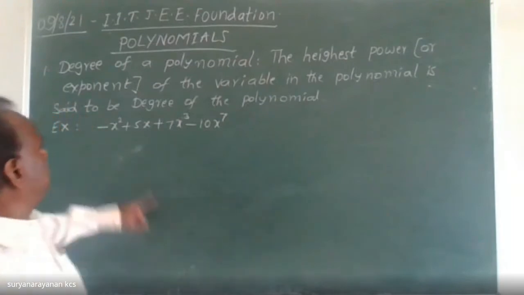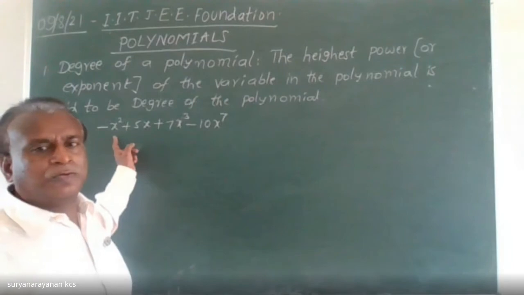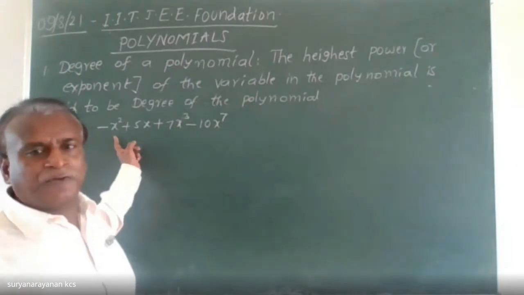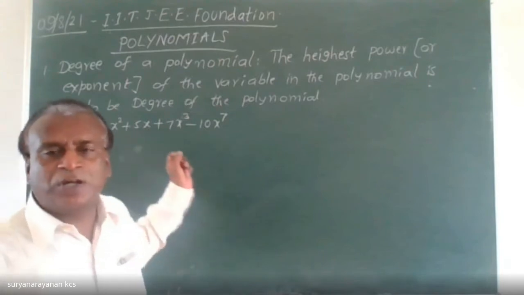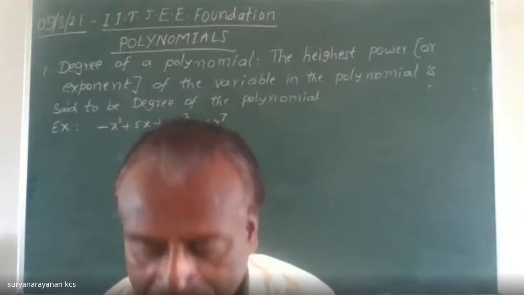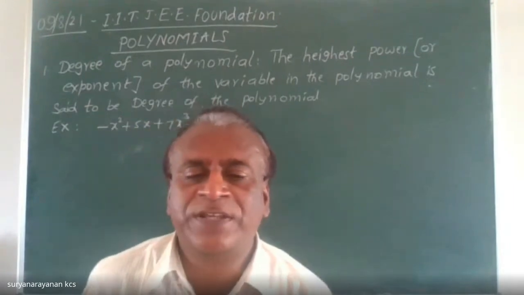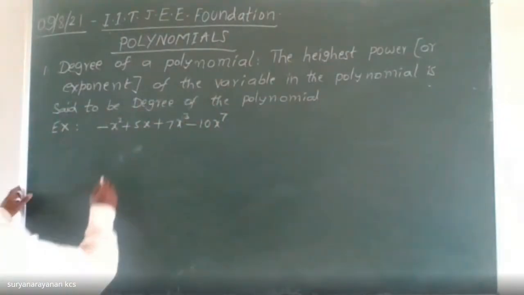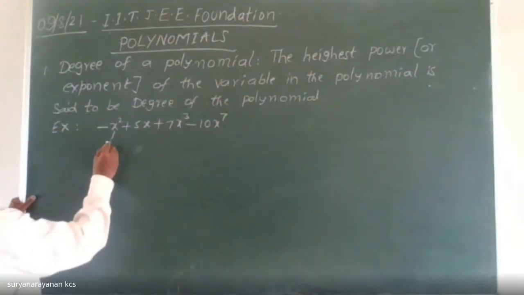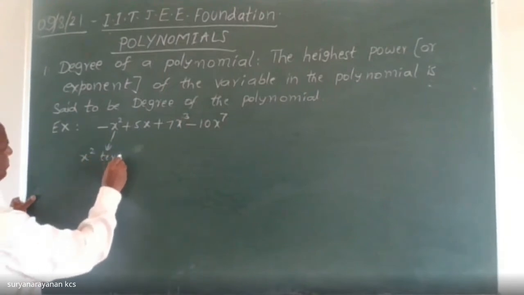Benjamin, what is this first term called? Do you know how to name a term of a polynomial? What is this first term called? No, not minus x square. X square term. Minus x square. This is called x square term.